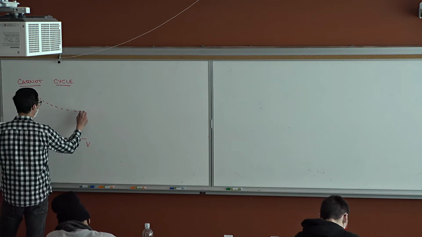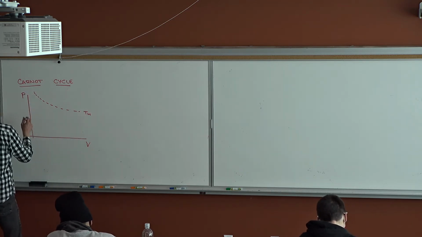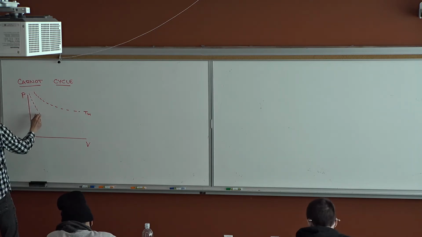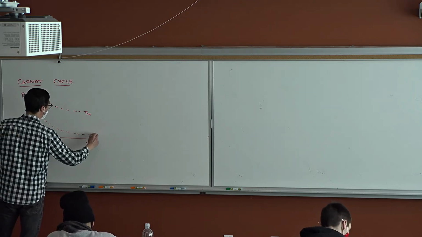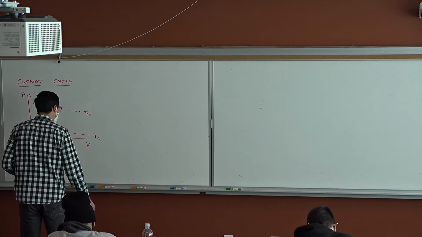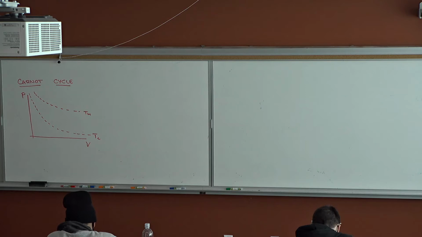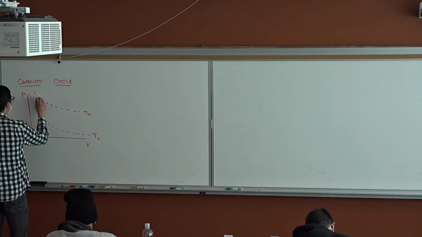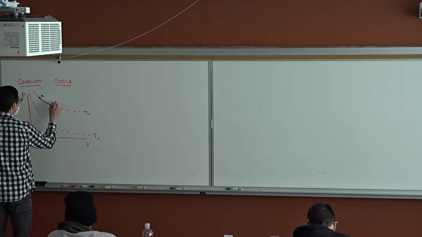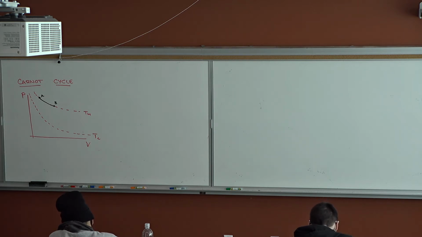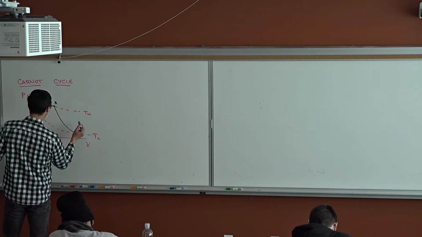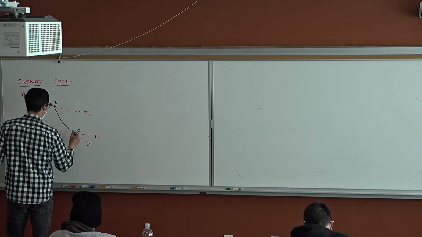So this might be TH. Well, this is not turning out the way I wanted it to, but this might be TC. So T high, T low, T hot, T cold, whatever your preference is in that naming convention. So we have a pair of states connected by an isotherm. Then we have an adiabat, that is a horrible adiabat, getting us to point C.